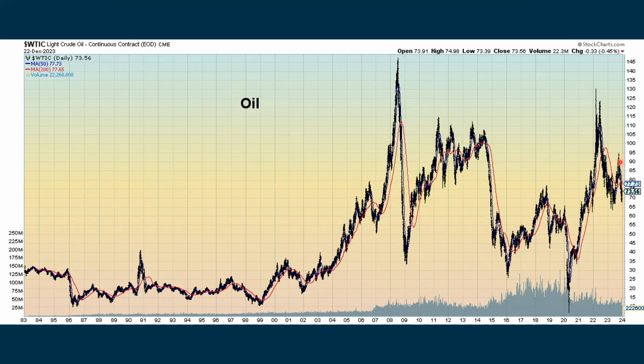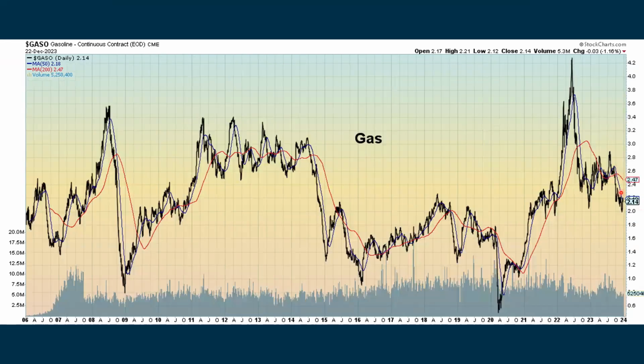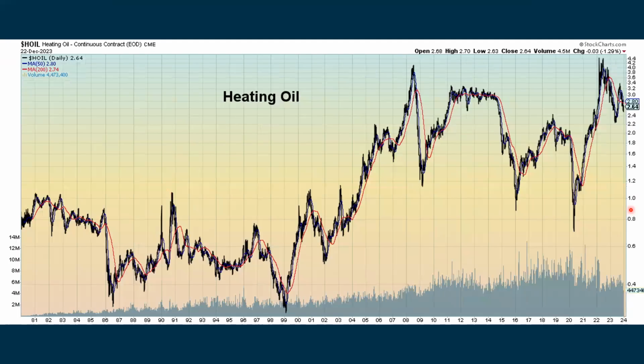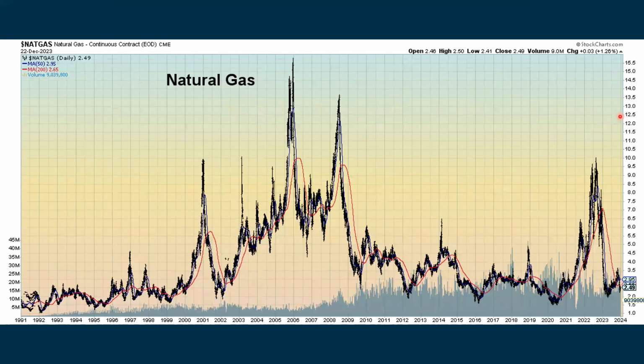We got up to 95. Now we're at 73.56. Gas continues to be in a downtrend, which is probably something we all appreciate. We look at diesel, which is also continuing to decline, which also doesn't add extra cost to things that are being shipped. Heating oil continues to be in a downtrend. Well, it's in an uptrend, but it is falling down right now.